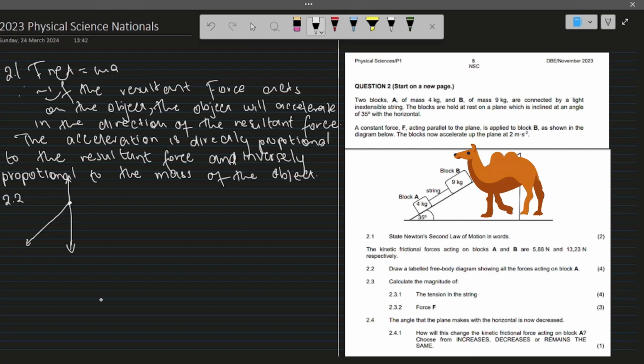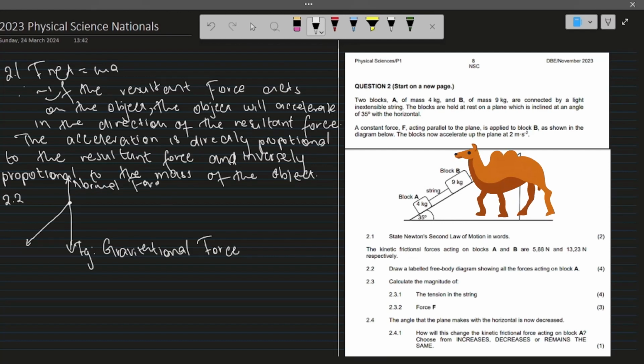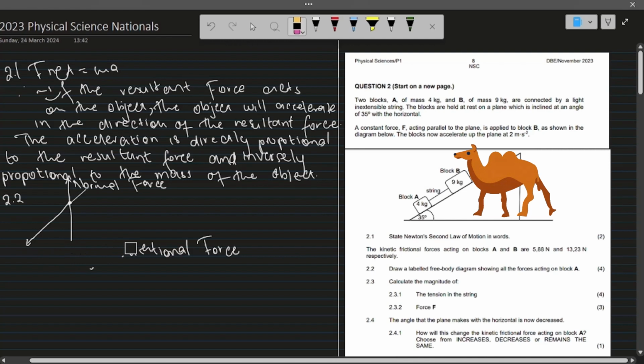So this is Fg, the gravitational force. And then this is the normal force, guys. The third force is the applied force. Let me just redo this question because I don't have enough space to do it.